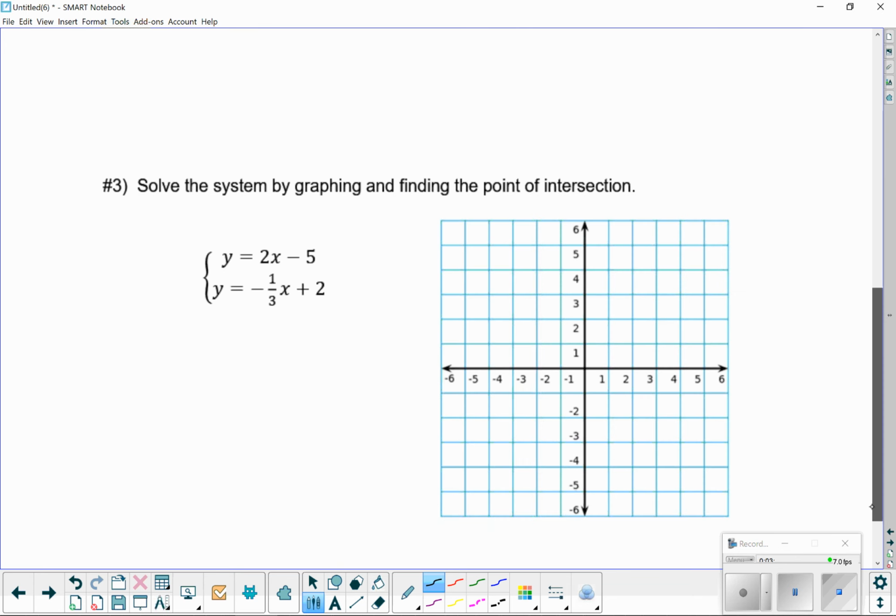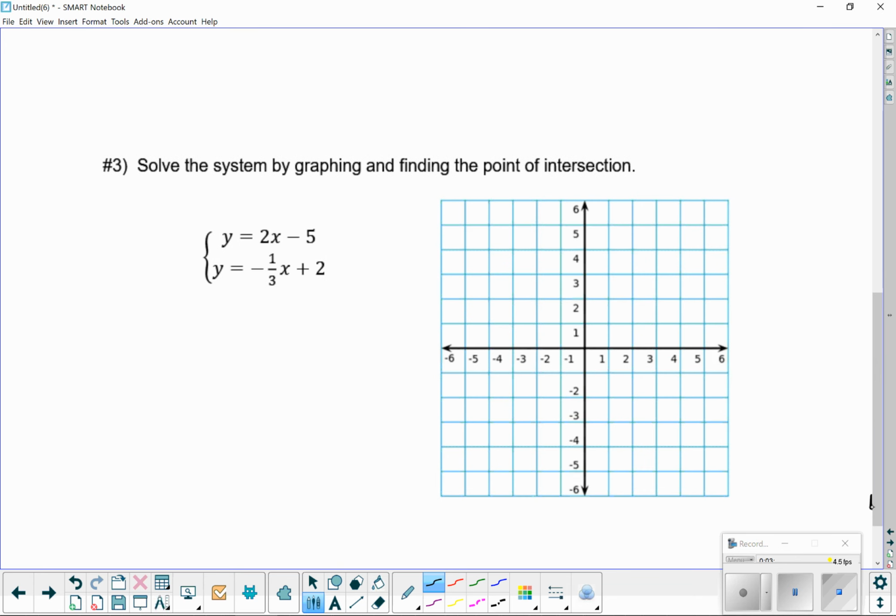Right, and the last one: solve the system by graphing and finding the point of intersection. So let's start with this one, and we've done this a couple times already. The y-intercept is going to be at -5, so we're going to start here. That's where we start, the y-intercept. We call that the b value. Then we're going to use the slope. We call that the m value. And that tells us how to move from the y-intercept, the starting location.